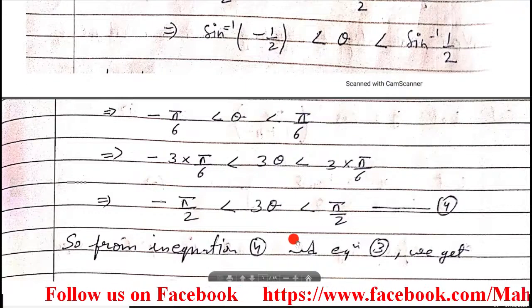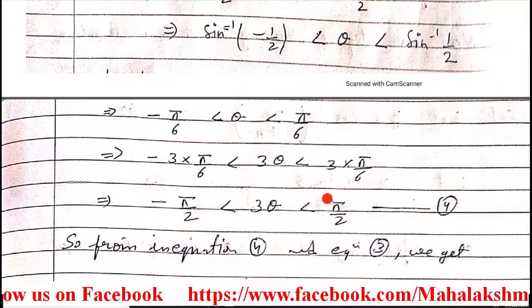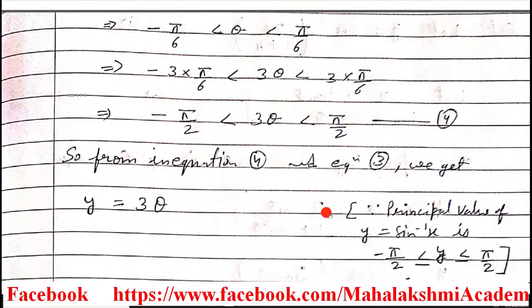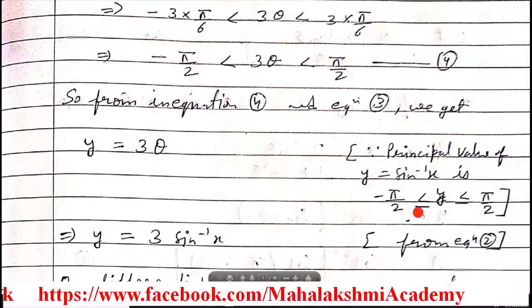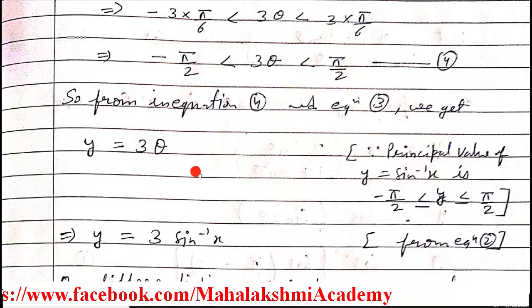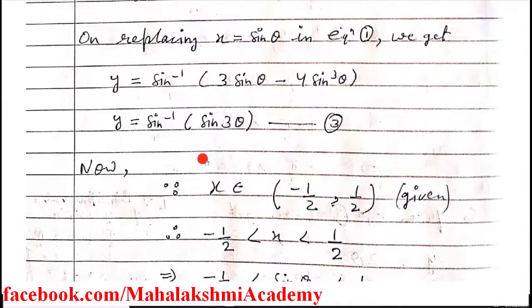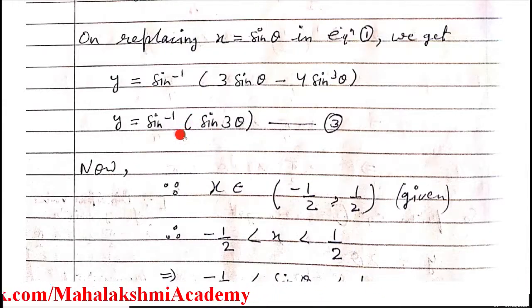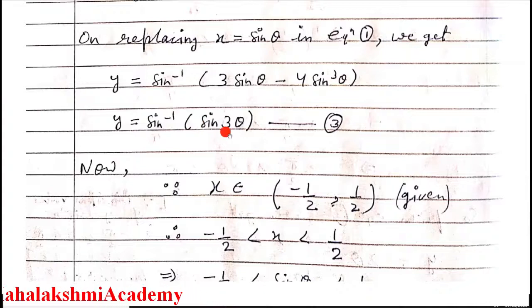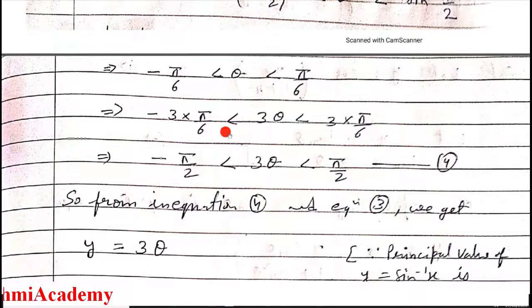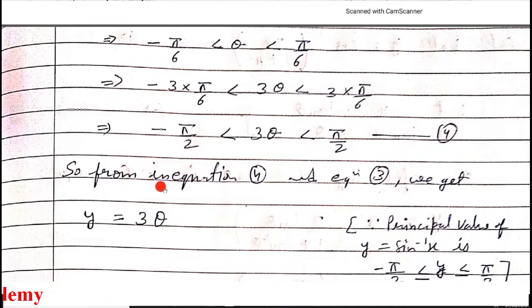And you know sine inverse principal value is minus pi upon 2 to pi upon 2. So it is satisfying. So we will first write down the principal value, and then cancel here. In equation 3, sine and sine will remove, and we will get here 3 theta. This result we obtained from inequation 4, and from equation 3 we obtained that sine and sine removed, and we got here 3 theta.